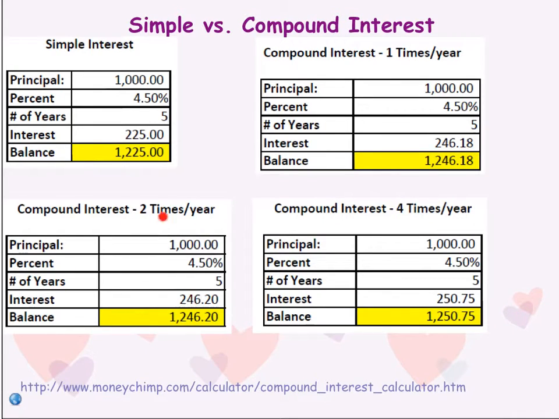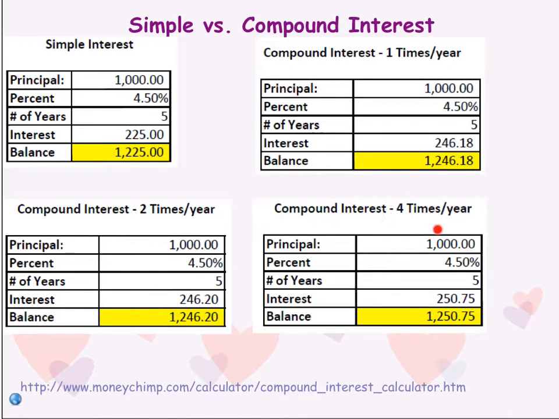This next box here is your compound interest, but twice a year. So they'll calculate your interest and give you your new balance, let's say in June and in December. So same principal, same percent, same number of years. But our amount of interest increases just a little bit more than one time, but still more than our simple interest.